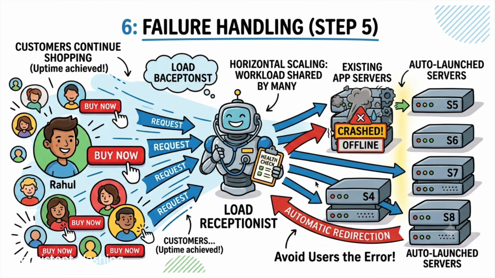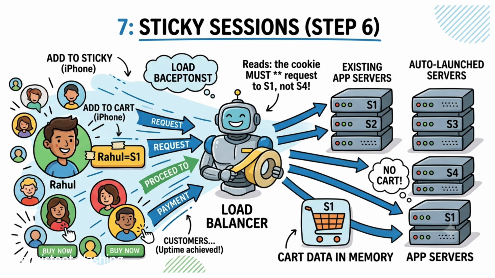But here is another problem. Server 2 crashes while processing the request. Normally, thousands of customers would suddenly receive errors, right? Instead, the load balancer instantly redirects all the new traffic to the remaining healthy servers. So most customers continue shopping as if nothing really happened. And this is one of the biggest reasons websites achieve 99.99% uptime.